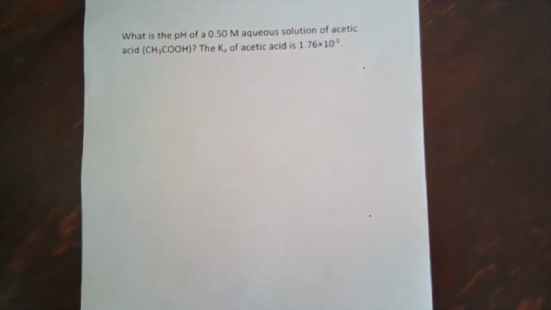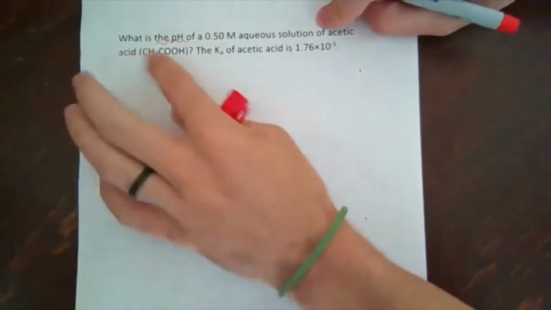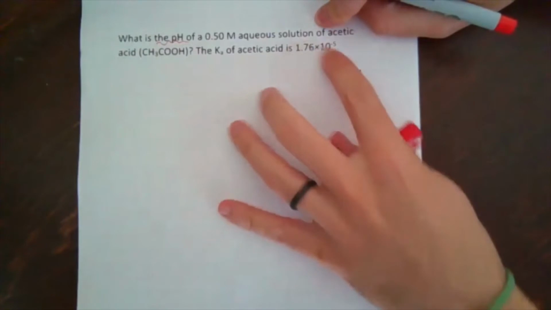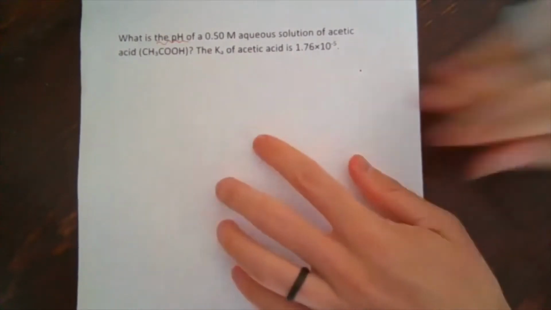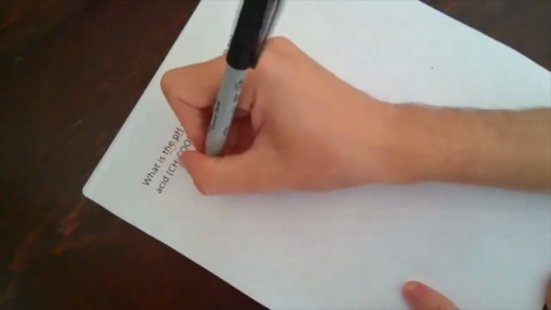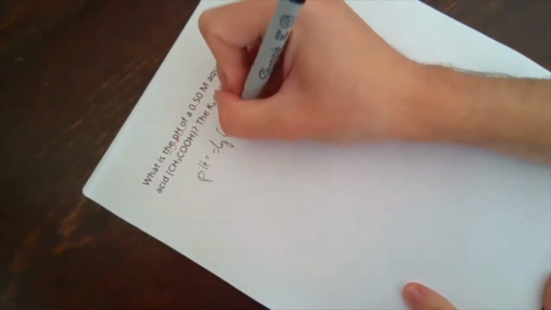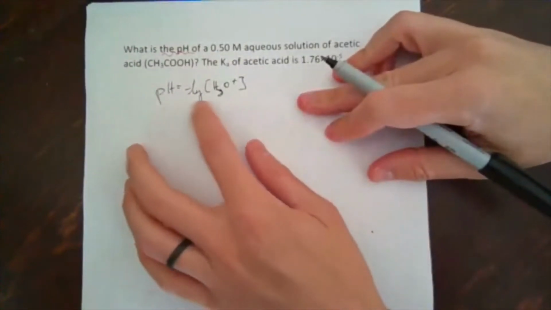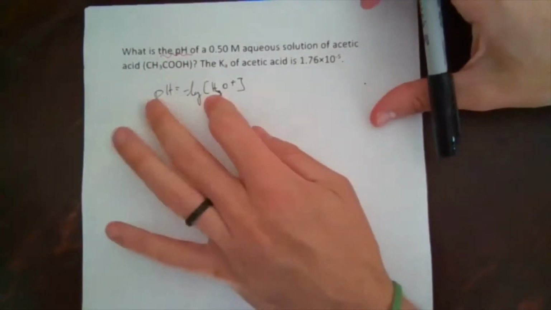All right, so we want to know what is the pH of a 0.5 molar aqueous solution of acetic acid, where the Ka of acetic acid is 1.76 times 10 to the negative fifth. Whenever we want pH, we know that really what we're after is the concentration of hydroniums, right? pH is the negative log of the concentration of hydroniums. So if we could get the concentration of hydroniums, we can plug that value in and calculate our pH.